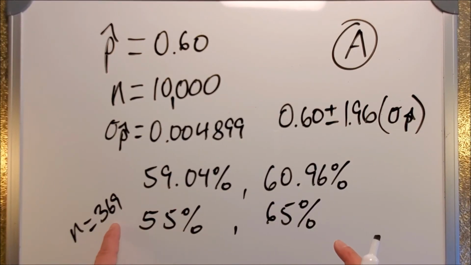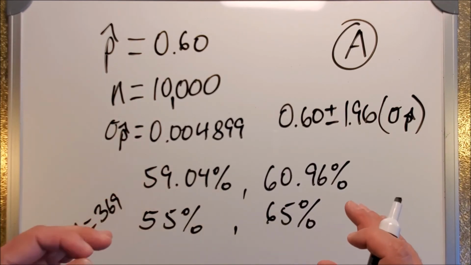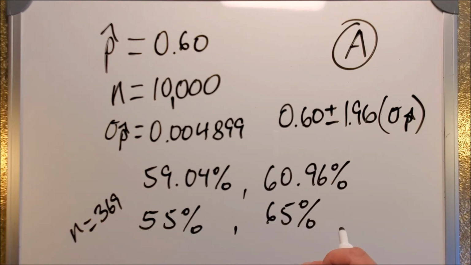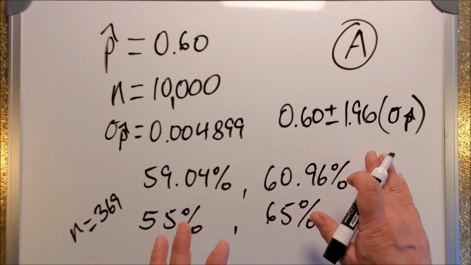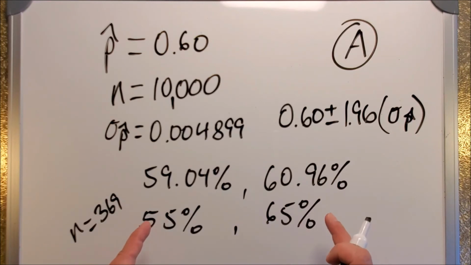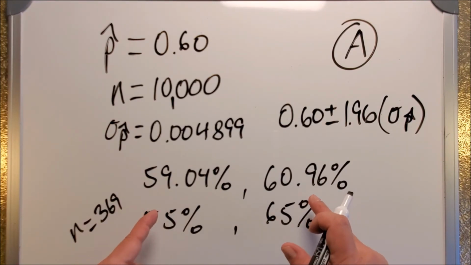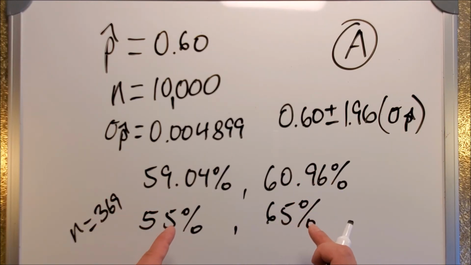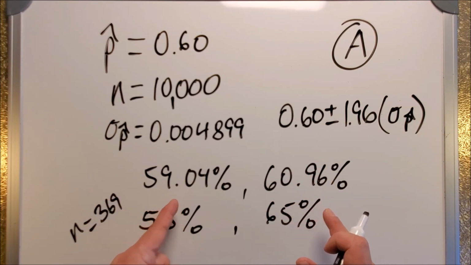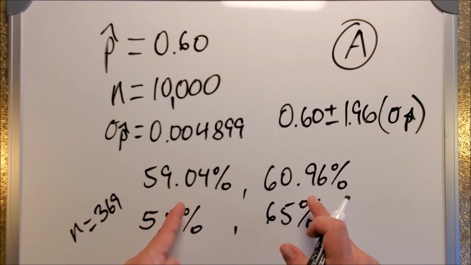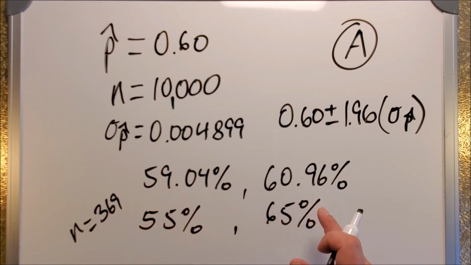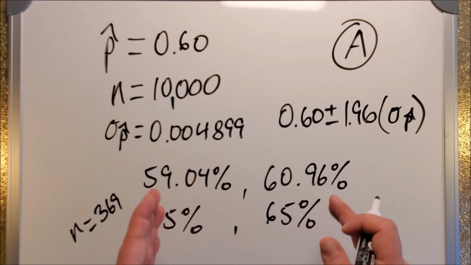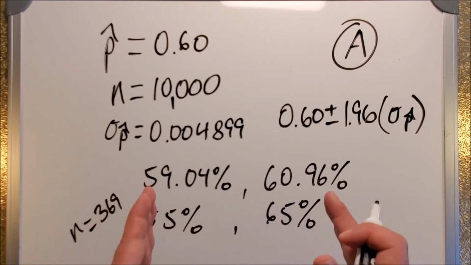When you increase your sample size from, in this case, 369 to 10,000, when you engage in any increase in your sample size, if you don't change anything else, your confidence level stays the same, but the confidence interval narrows. In this case, it narrowed quite a bit, okay? We have a confidence interval that spans not even 2%, goes from 59 to just under 61, 59.04 to 60.96. That is very precise.